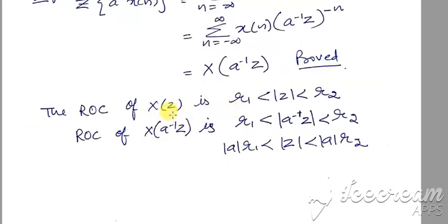Now here the ROC of X(z) is r1 less than mod z less than r2. Now the ROC of X(a inverse z) will become r1 less than mod a inverse z less than r2. Now this equation we can write like this: mod a r1 is less than mod z less than mod a r2. This is the ROC of X(a inverse z).